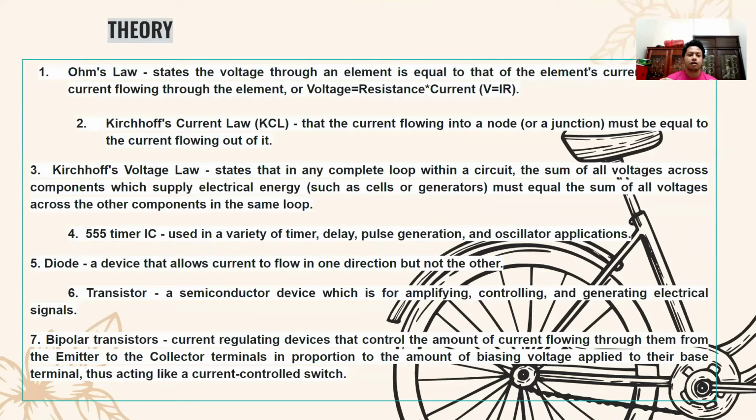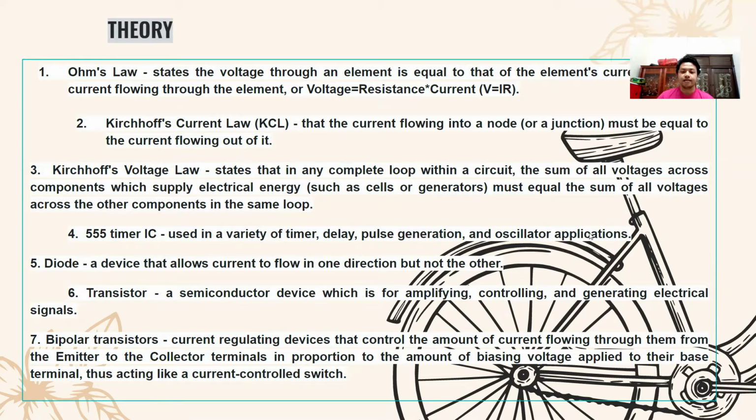So the theories that we use for the whole project are, first, Ohm's law. It states that the voltage across an element is equal to the element's resistance times the current flowing through the element, in other words V equals IR. And the second one is Kirchhoff's current law.